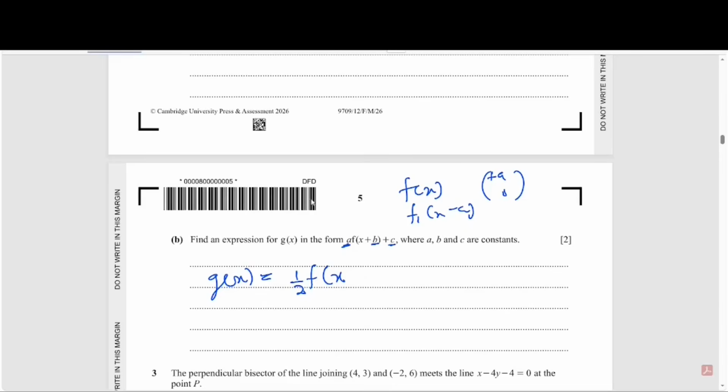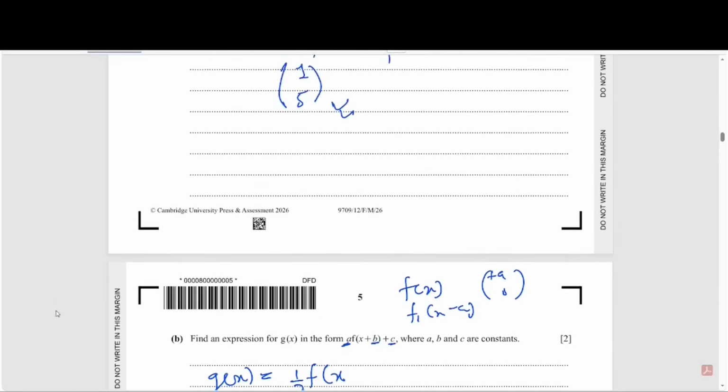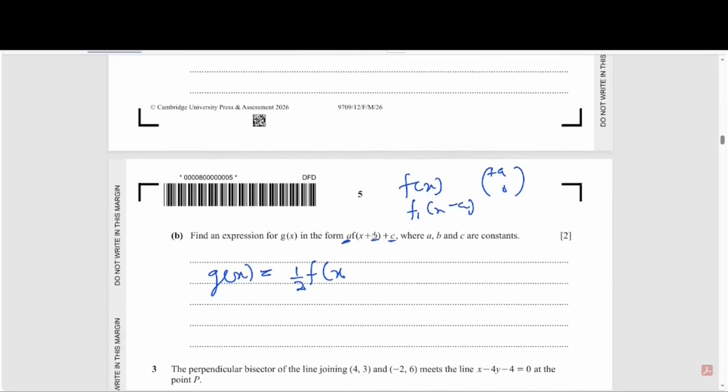So the translation was 1, 5 over here. But then once it comes here, b is a horizontal translation, so it becomes minus 1. And C is a vertical translation, which is 5, and it maintains its positive value, unlike the horizontal one. That is the final value or solution for question 2b.